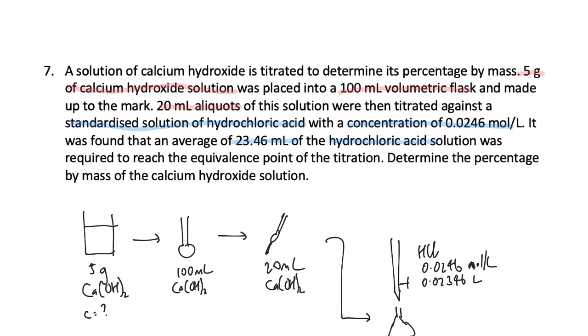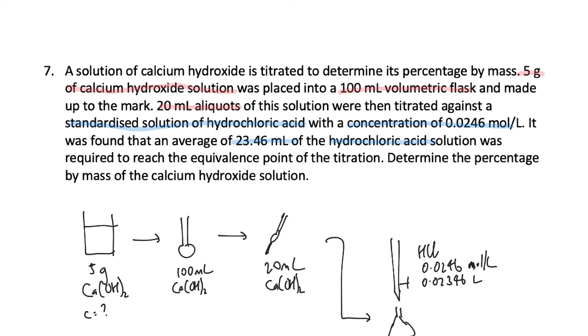So a solution of calcium hydroxide is titrated to determine its percentage by mass. 5 grams of the calcium hydroxide solution was placed in a 100 ml volumetric flask and made up to the mark. 20 ml aliquots of this solution were then titrated against a standardized solution of hydrochloric acid with a concentration of 0.0246 moles per liter. It was found that an average of 23.46 ml of the hydrochloric acid solution was required to reach the equivalence point in the titration. Determine the percentage by mass of calcium hydroxide solution.